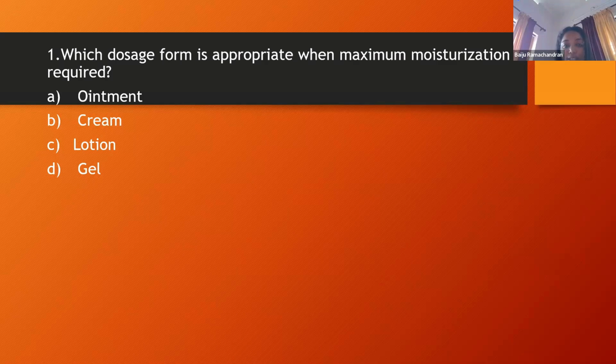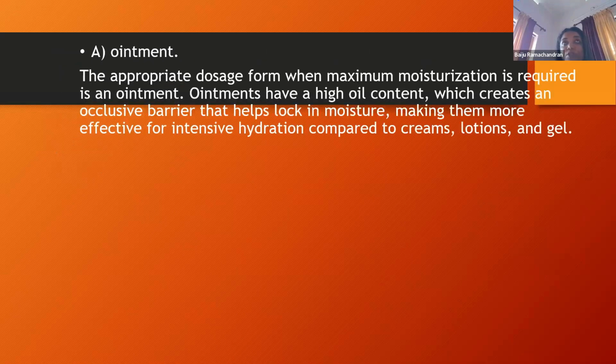So the answer is ointment, because ointment is a kind of dosage form in which we get maximum moisturization. Why? Because ointment has high oil content. When there is high oil content, it creates a barrier that helps in moisture retention, and it also creates intense hydration compared to creams, lotions, and gels. So ointment has maximum moisturization.